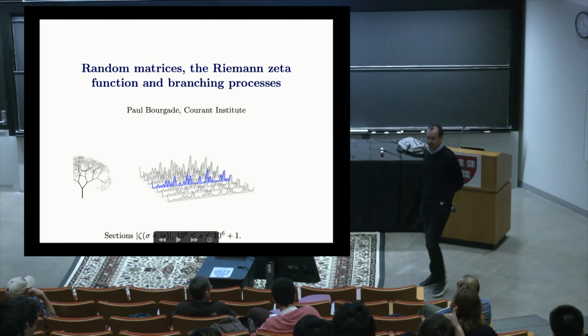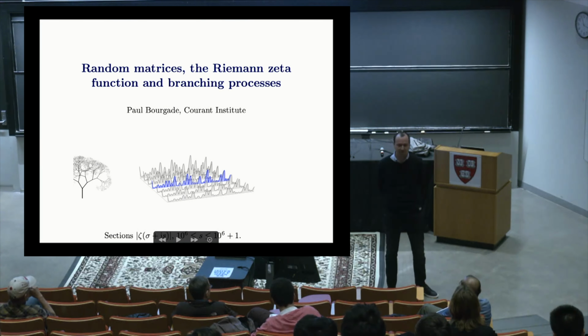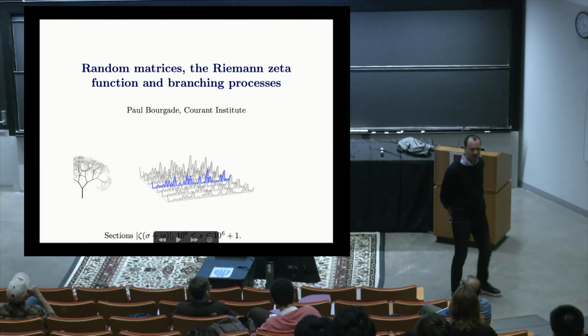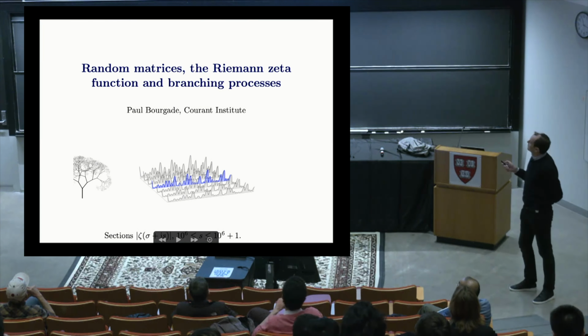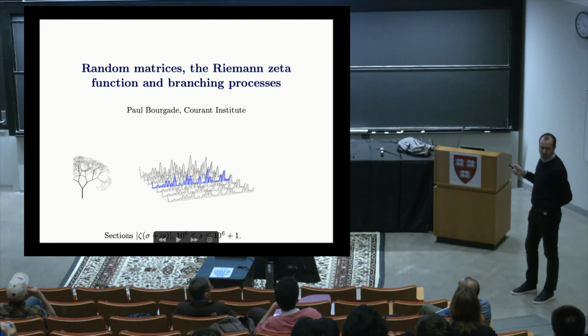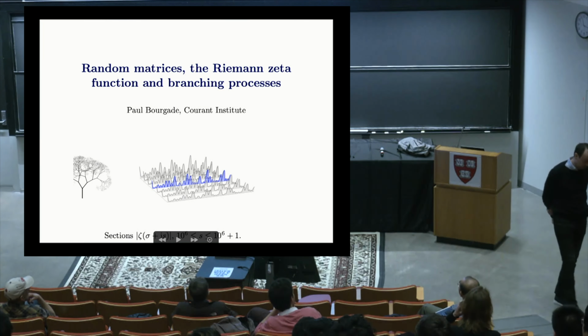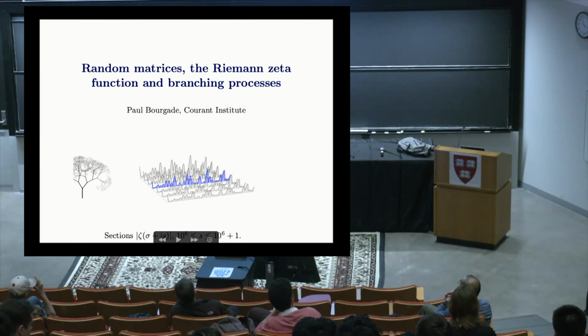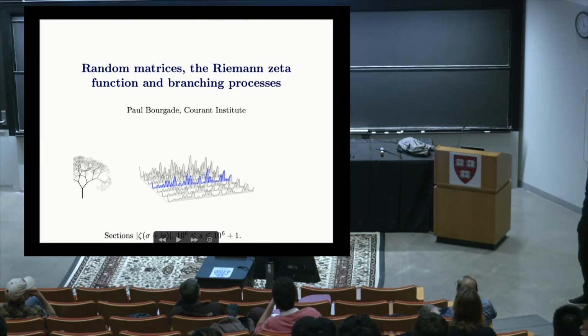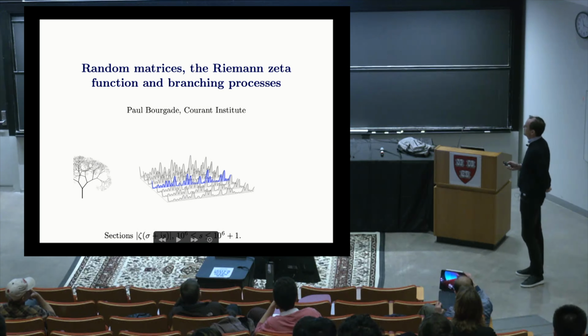So there are some historical connections between random matrix theory and number theory, and we want to add one player in the picture here, which is branching processes. The difference will be that for some more recent conjectures, which are about 10 to 15 years old, we can actually prove some things. So let me explain a little bit what's going on.